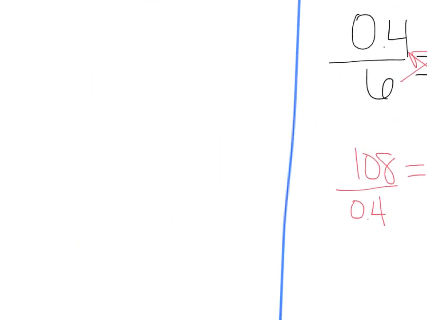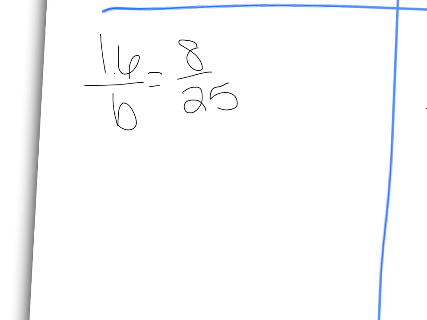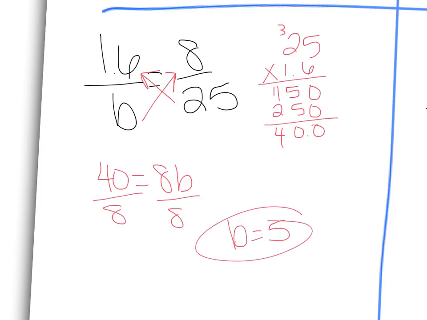Okay, and last one here. Let's look at another decimal one. So I want you guys to try this one. 1.6 over b equals 8 over 25. So pause the video and try to solve this one on your own. And you should have ended up with b equals 5. So once again, if you didn't quite get that, all my work is shown there. So please check over, make sure you figure out what you did incorrectly.